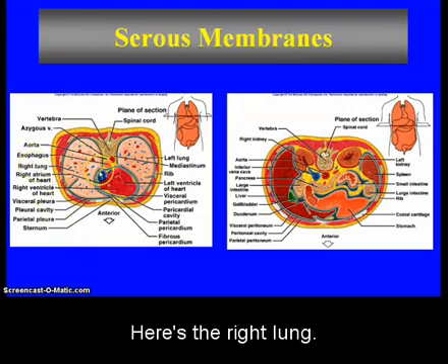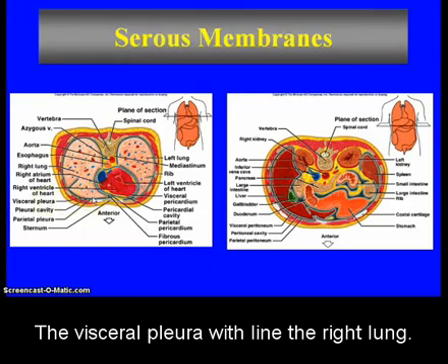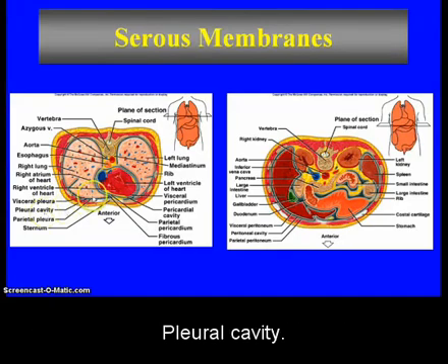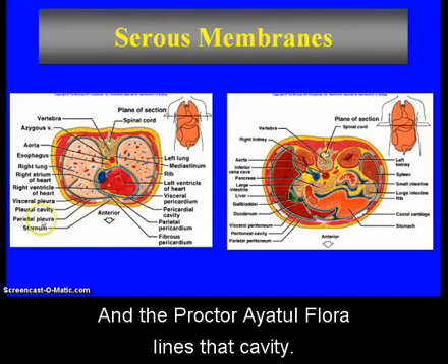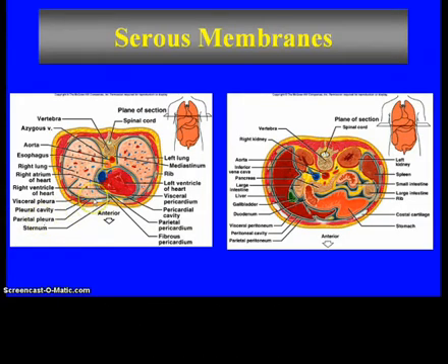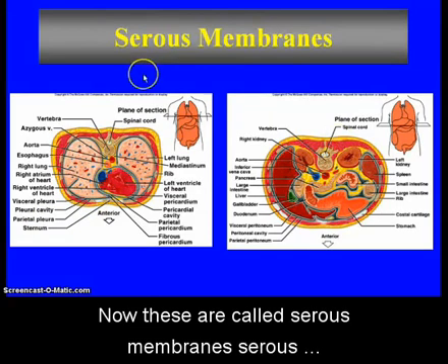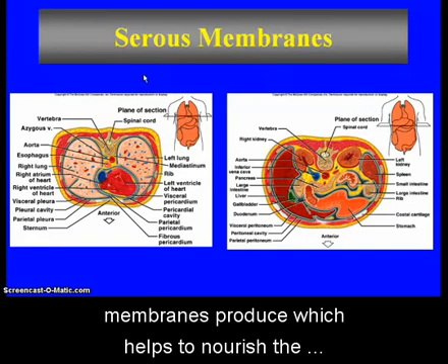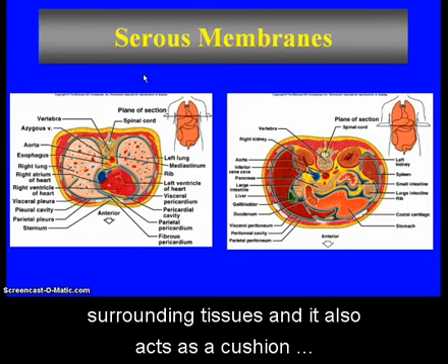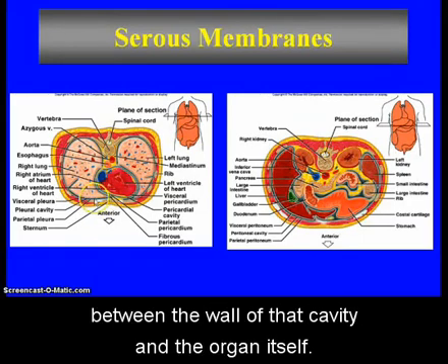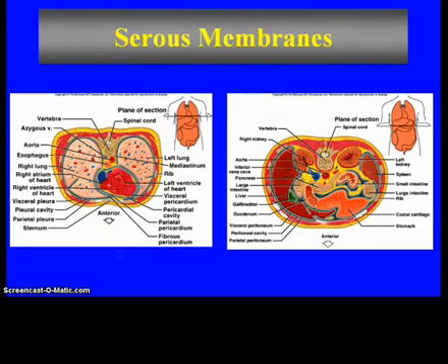Here is the right lung. The visceral pleura would line the right lung, the pleural cavity, and the parietal pleura lines that cavity. Now these are called serous membranes. Serous membranes produce a fluid called serous fluid. It's epithelial tissue that produces a fluid. This fluid helps to nourish the surrounding tissues, and it also acts as a cushion between the wall of that cavity and the organ itself.